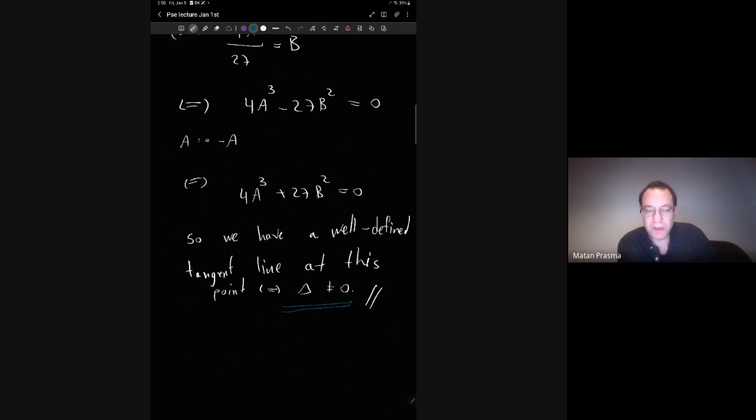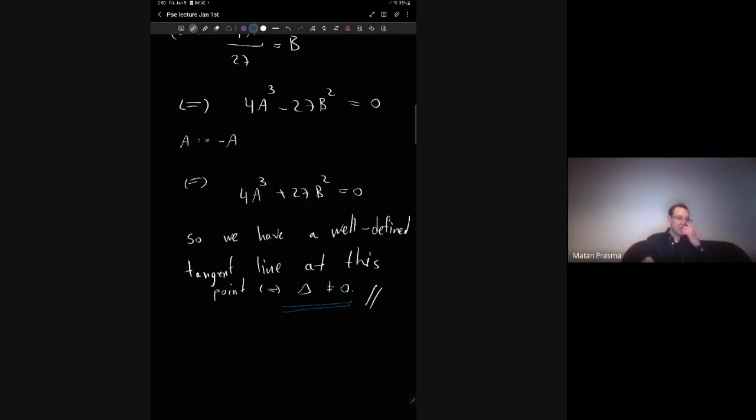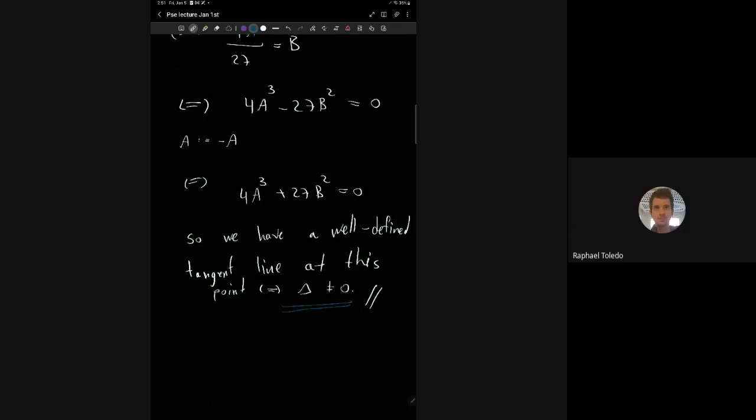Any questions about this proposition? Is there a link between this and the characteristic not being equal to 2 or 3? So the characteristic not being 2 or 3 is simply because we want the short Weierstrass form instead of the general Weierstrass form. Yeah, okay. So there's no link.